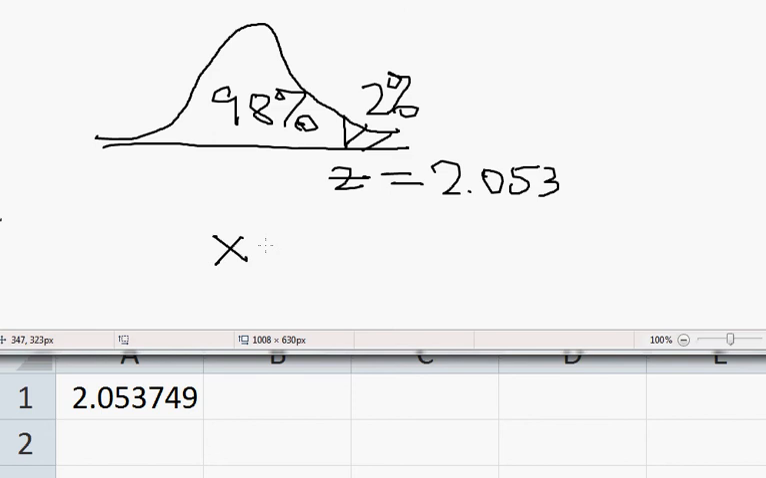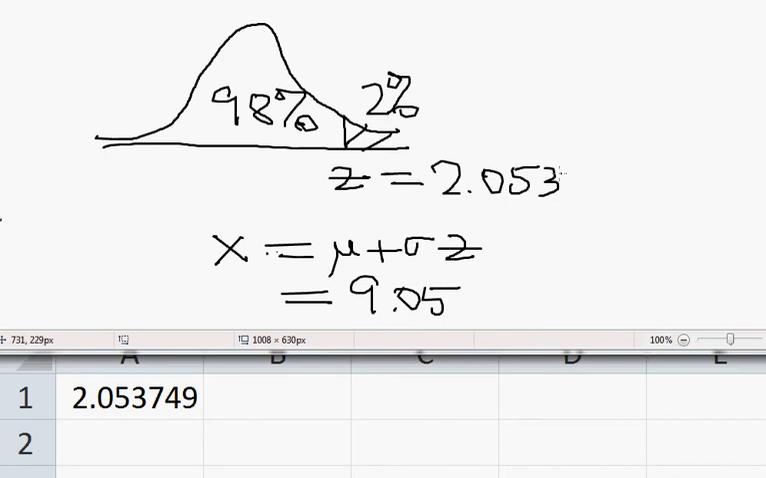Then converting to x's, x is equal to 7 plus 1 times the z value I just got. So doing the arithmetic, I get 9.05. Actually, let's put 37 inches. So 437 inches. So that is problem 840.